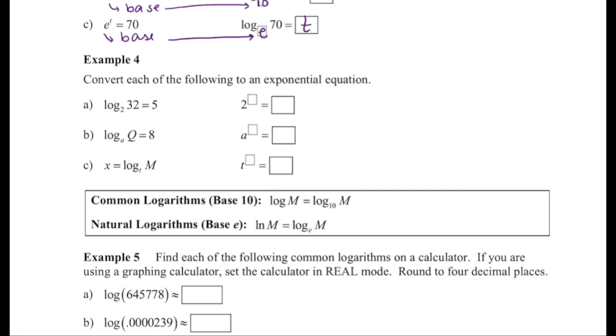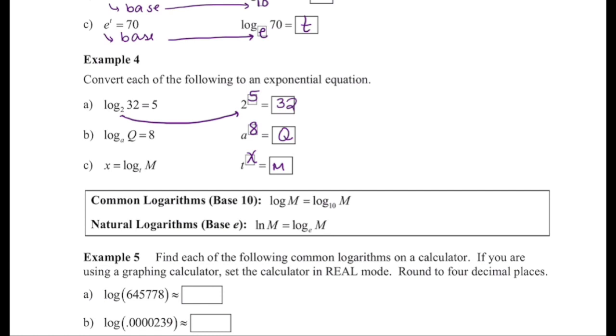Log base 2, so here is our base, of 5 is equal to 32, and it certainly creates a true statement. Log base A of 8 equals Q. Log base T of X is M.